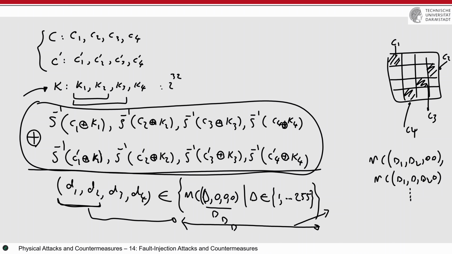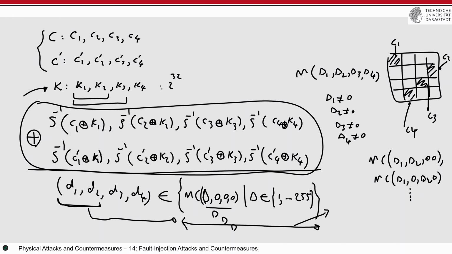But when you say all 4 bytes are faulty, that's okay. You say mixed column of delta 1 and delta 2 and delta 3 and delta 4, and you say delta 1 does not equal 0, delta 2 does not equal 0, and delta 3 does not equal 0, and delta 4 also does not equal 0. That means that all 4 bytes are faulty. Then you can still perform the attack, although this set becomes very large and you may need, I don't know, 100 thousands of pairs of ciphertext and faulty ciphertext.